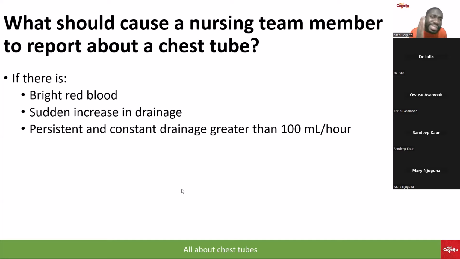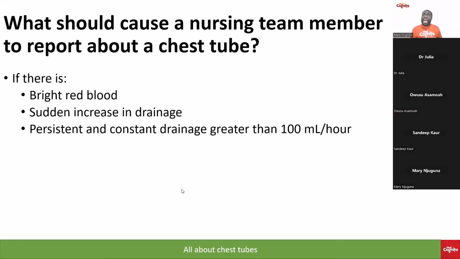Now, what should cause a nursing team member to report about a chest tube? Like, if you're on the ward, what should cause you to say that this chest tube, there's something wrong, therefore I have to do something about it? Number one, unless it is hemothorax, unless it is blood you are really draining, pleural fluid should not have blood. At best, maybe a tinge of blood. As soon as the chest tube you are using to drain, you start seeing bright red blood, alarm, I need to tell somebody. I need to call the doctor to come and see.